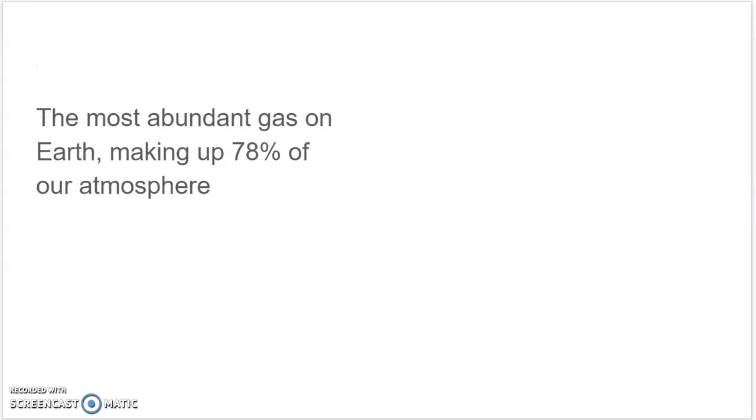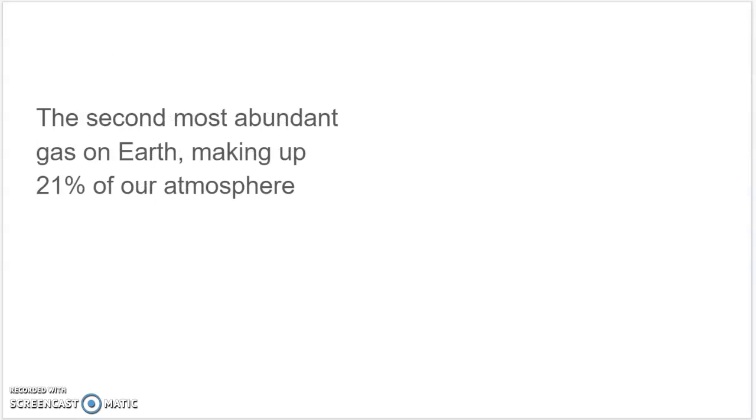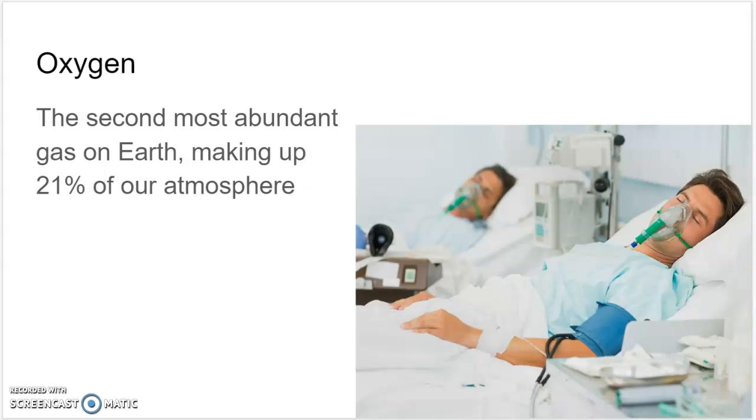What is the most abundant gas on Earth, making up 78% of the atmosphere? We call that nitrogen. Here we can see liquid nitrogen used to refrigerate things, to flash freeze things, and that's 78% of the gas on Earth. The second most abundant gas on Earth makes up 21% of the atmosphere. Do you know what it is? It's oxygen. And here we see people receiving supplemental oxygen because oxygen is the gas we breathe. Animals need it to survive.